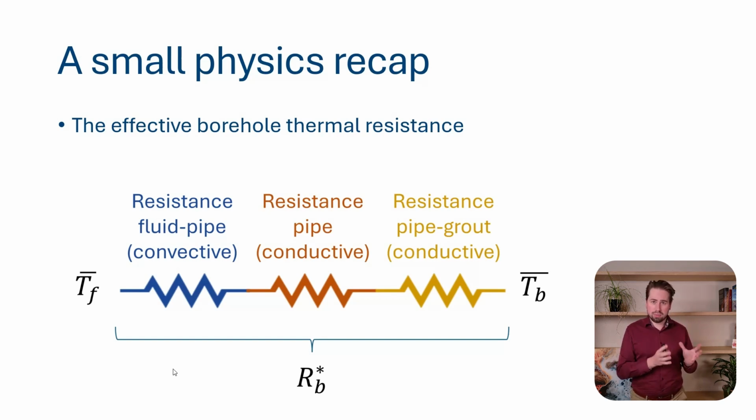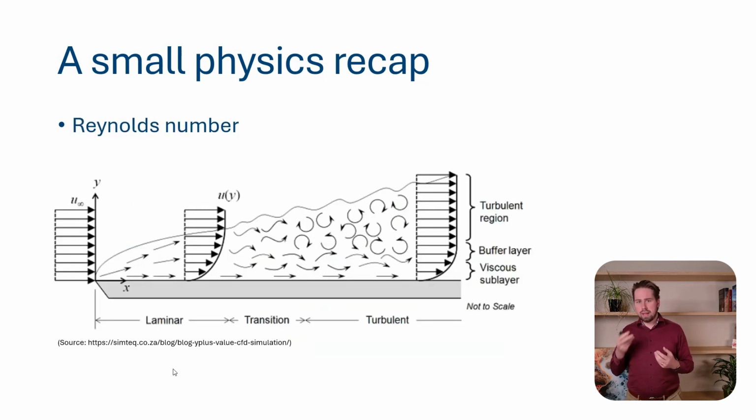But this convective resistance depends on the Reynolds number, which does change. Now, the Reynolds number, if you recall, tells us something about the fluid regime, whether your fluid is in a laminar or a turbulent flow, and this also tells us something about how well it transfers heat. The more turbulent your flow is, the higher the heat transfer and the lower your borehole thermal resistance, and hence also the better your geothermal system will work, the more efficient it will be.